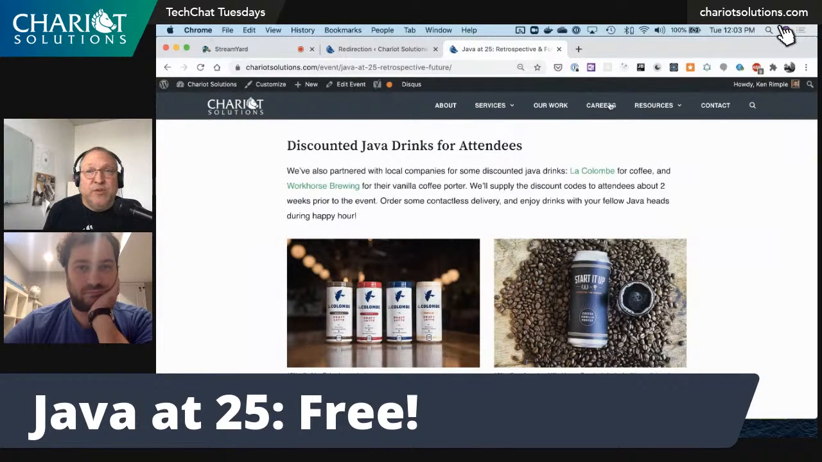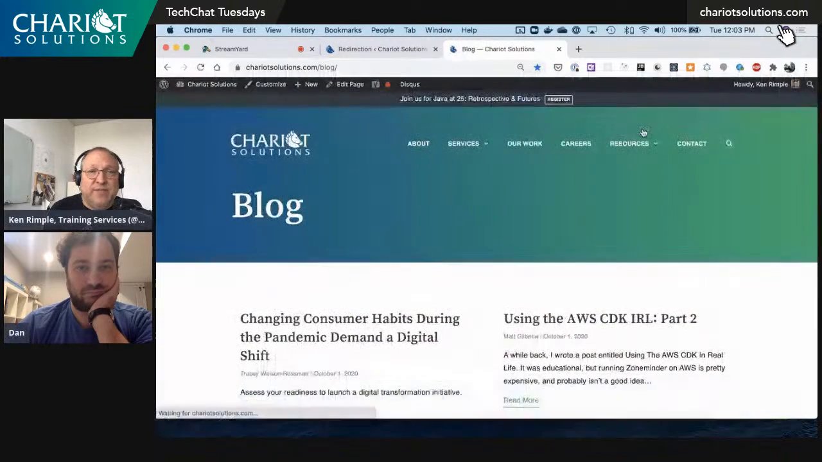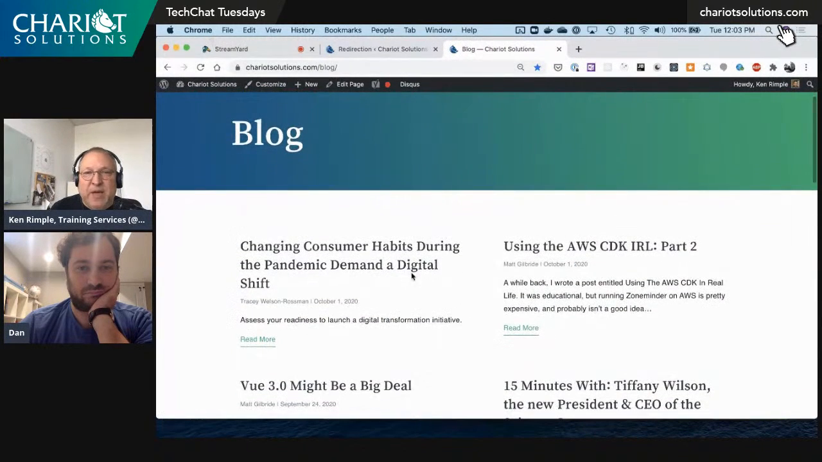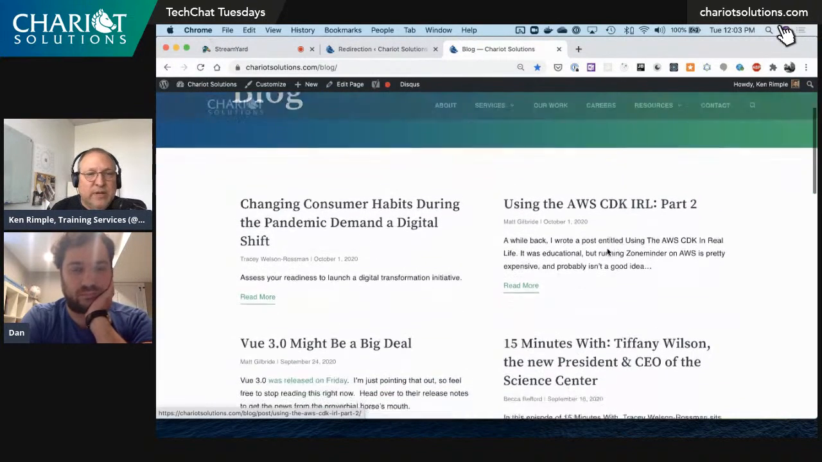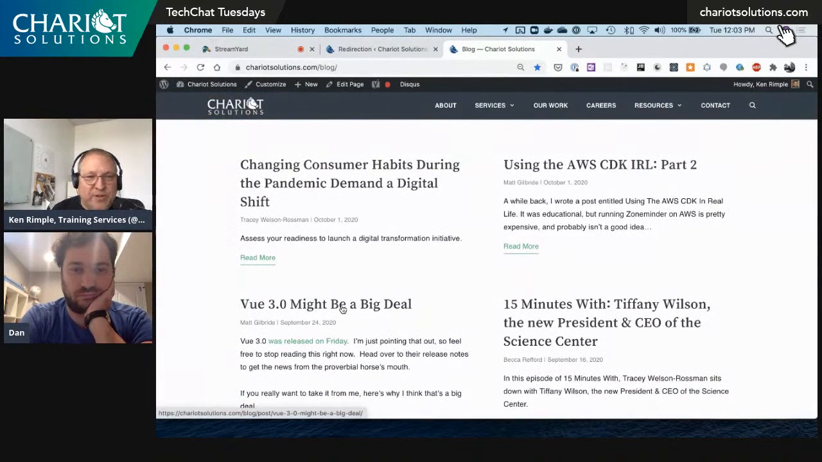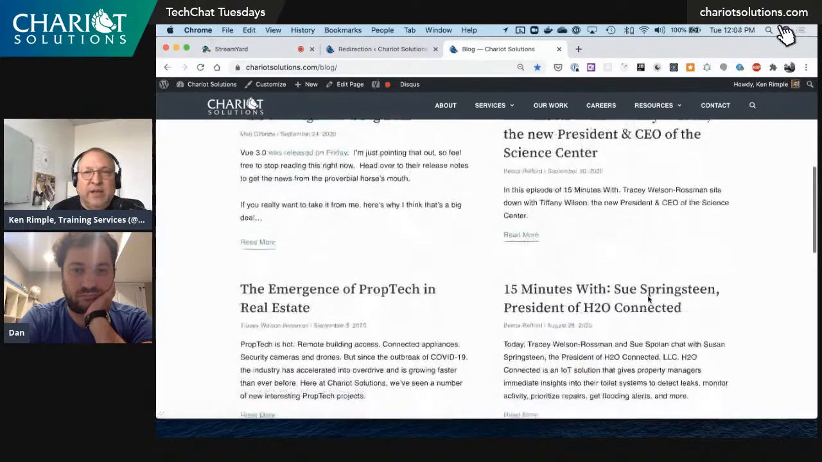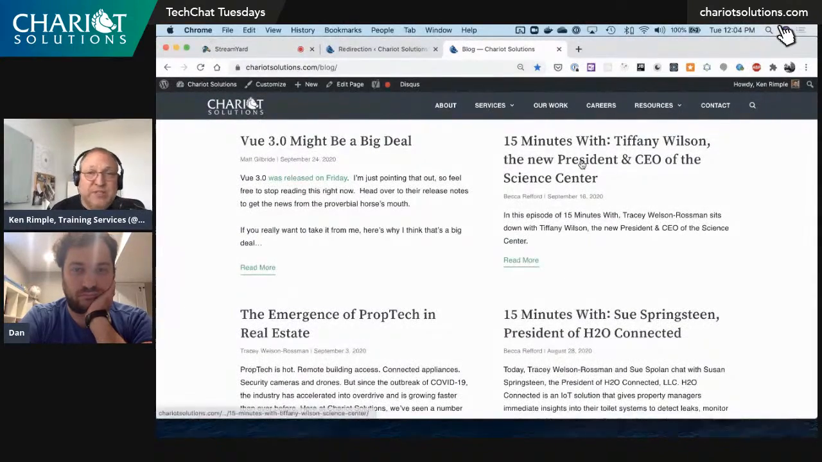Also at Chariot, if you head over to our resources blog, you'll see a lot of things being published these days. I know we had Matt Gilbride on recently for the AWS CDK for a talk he's given. And he was learning about the costs associated with running things like ZoneMinder in an EC2 instance and how to optimize his EC2 instances. He has an updated blog article there. We also have another one from him. He was on a roll there. He was looking at Vue 3.0. We have some blog entries by Tracy Wilson Rossman on consumer habits, and an interview with Tiffany Wilson, who's the new president and CEO of the Science Center.